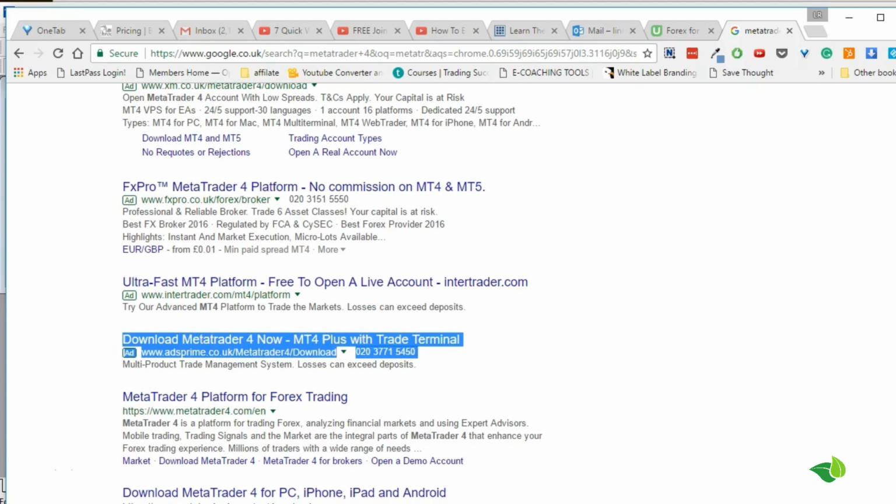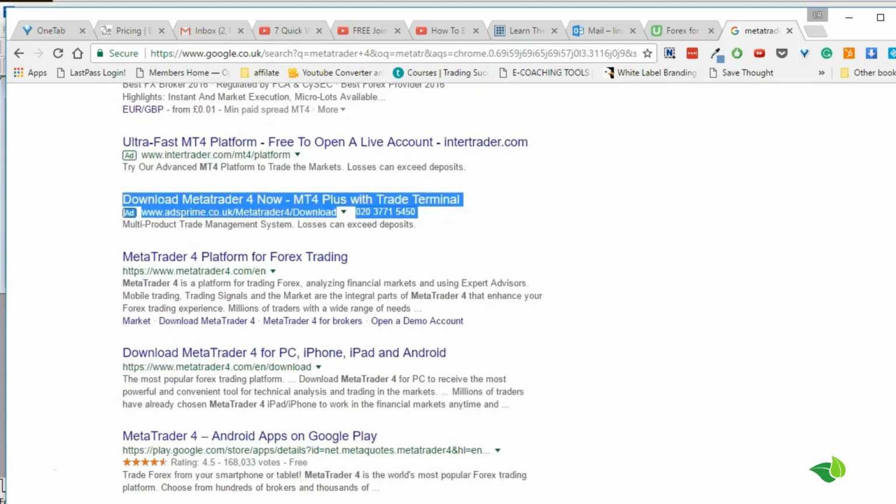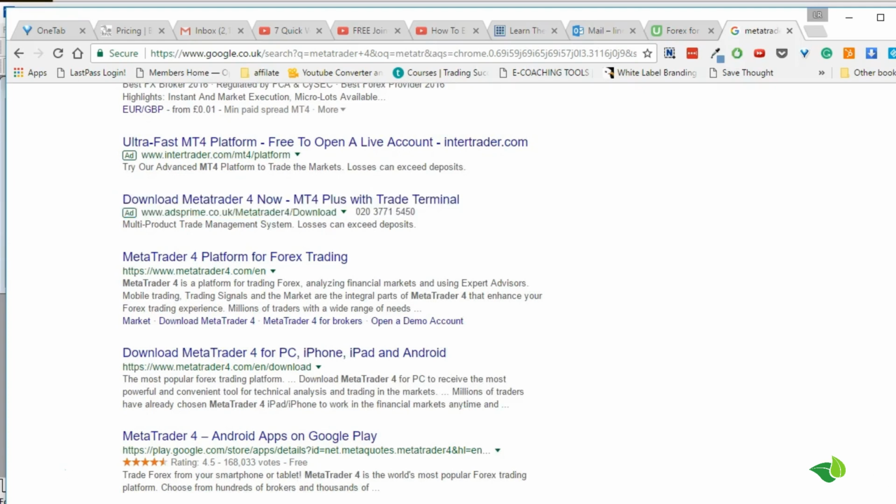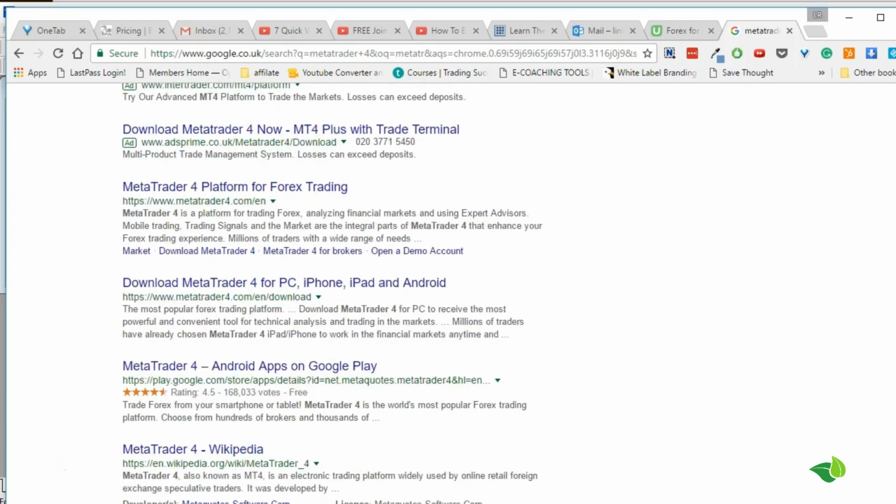They do ask you in return for your email address and your phone number, and you may well get a call from them asking to open a live account. My suggestion is, if you do open a live account, open a micro account or a nano account. Open the account that allows you to trade the tiniest amount of money and risk the tiniest amount of money, and do that when you've got the hang of the demo platform.